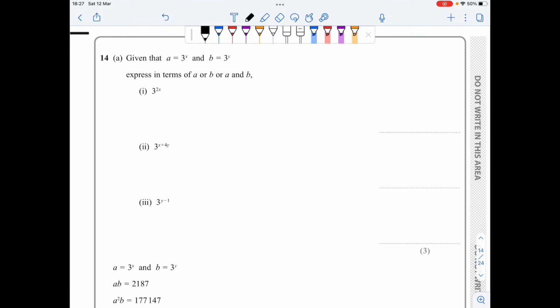For part A, note that 3 to the 2x is equal to 3 to the x all squared, so this will be equal to a squared. Then for the second one, this is 3 to the x times 3 to the 4y, which is equal to 3 to the x times 3 to the y, and then to the power of 4, and this will be a times b to the power of 4. For the third part, I get 3 to the y, and because I've got subtraction, this is like dividing by 3 to the 1, and this will be equal to b over 3.